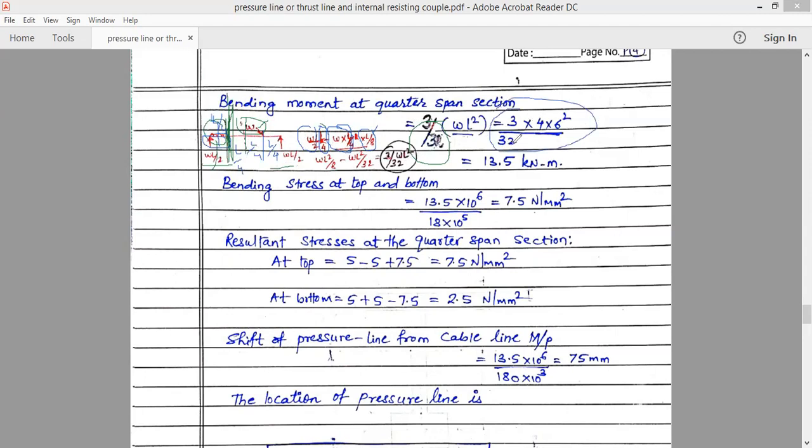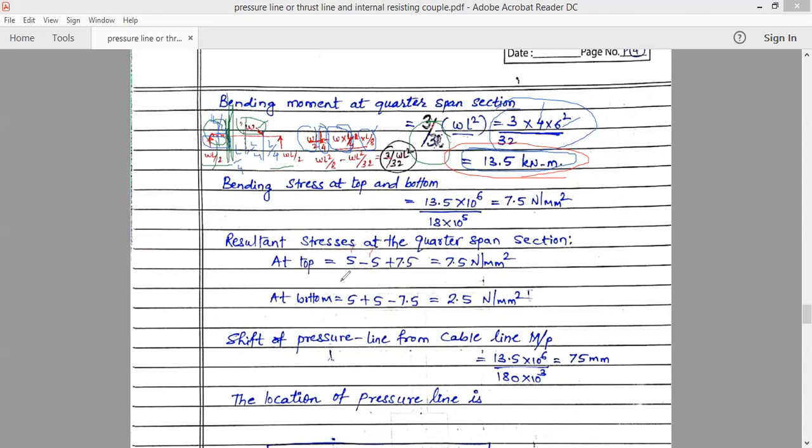So 3 by 32, W it is 4, L it is 6. So now we'll get the bending moment here as 13.5 kilonewton meter. So this is the bending moment at quarter span. Now we will calculate the stress at the quarter span with the direct stress method, or the strength method. So we have calculated already with respect to the P by A and P by Z.